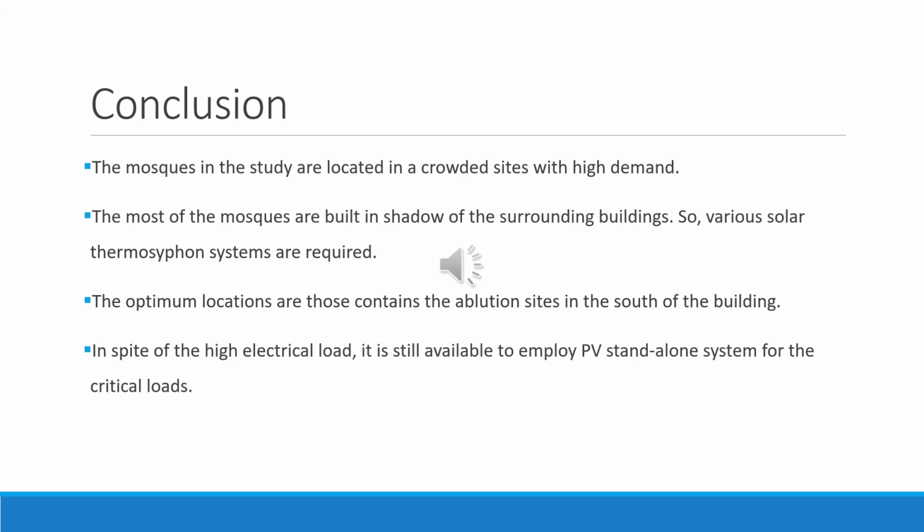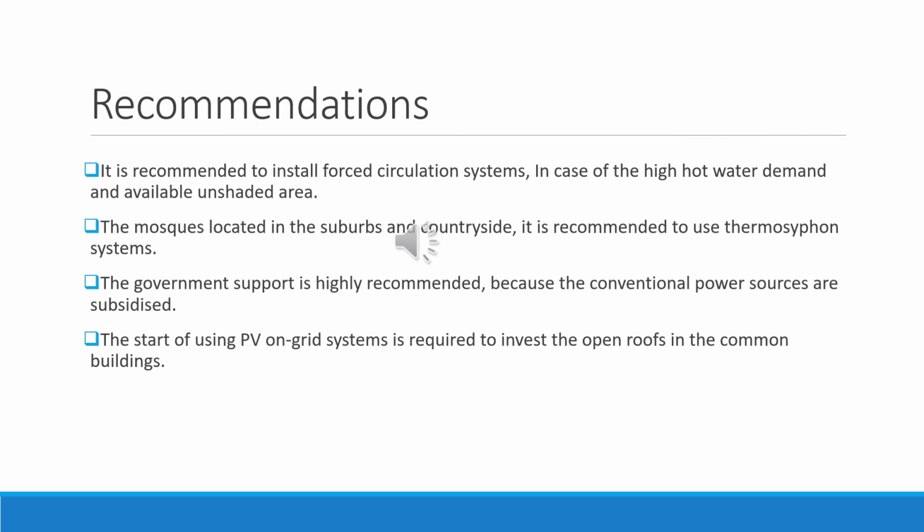The optimum location for those mosques has the ablution sites in the south of the building. It's better to be in the south in order not to be shaded by the building of the mosque itself. In spite of the high electrical loads, it is still possible to employ a PV standalone system for the critical loads. Finally, the authors recommend the installation of forced circulation systems in the case of high hot water demand and available unshaded area.